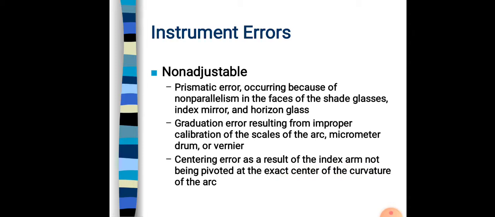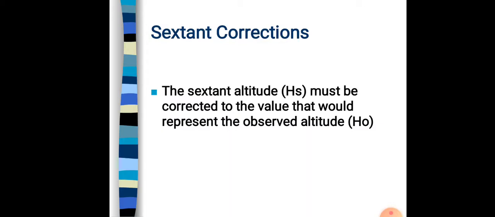Then there are some non-adjustable errors. These include prismatic error, which occurs because of non-parallelism in the faces of the shade glasses, index mirror and horizon glass. Second is graduation error resulting from improper calibration of the scales of the arc, micrometer drum or vernier. Third one is centering error, which occurs as a result of the index arm not being pivoted at the exact center of the arc.